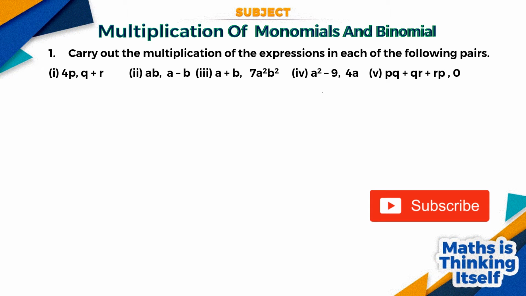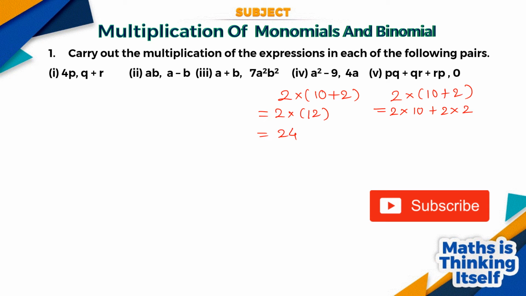So now look here, 2 multiplied by 10 plus 2 can be solved in two different ways. First, you add them: 10 plus 2 is 12, and you get the answer 24. According to the distributive property, you can write 2 multiplied by 10 plus 2 multiplied by 2. So 2 is multiplied with each term in the bracket and you get the same answer. So we use this distributive property for finding the multiplication of a monomial with a binomial.